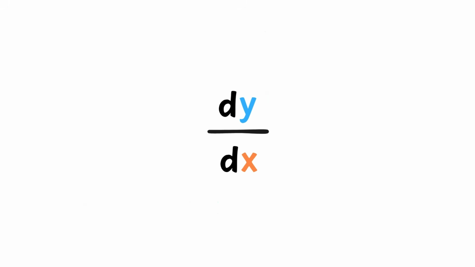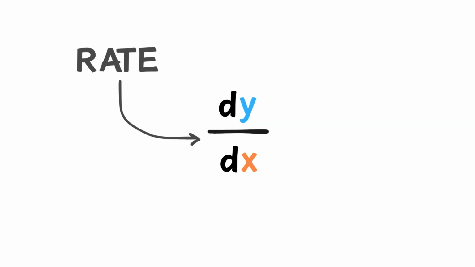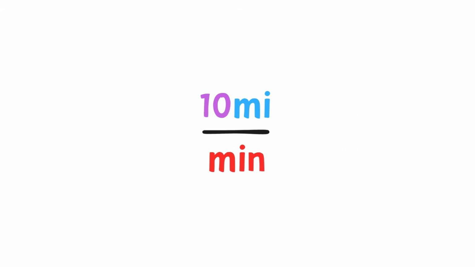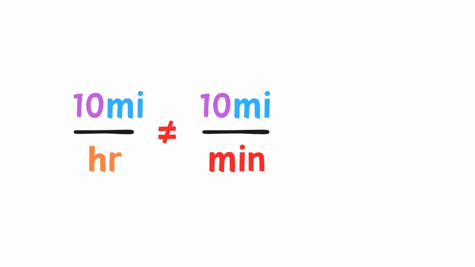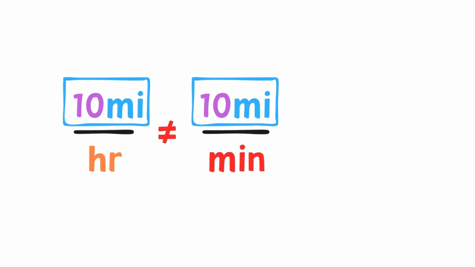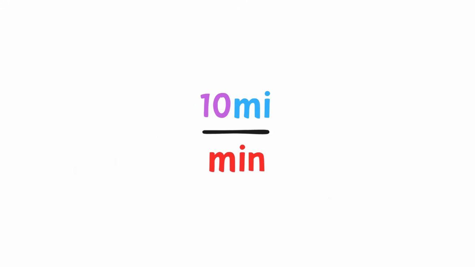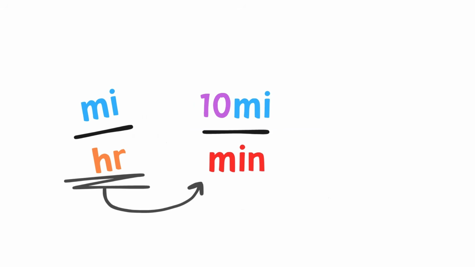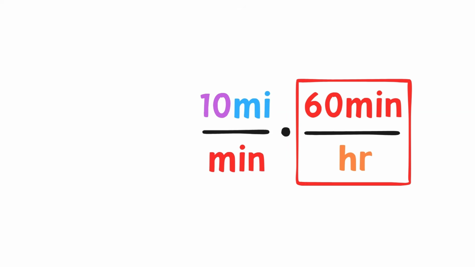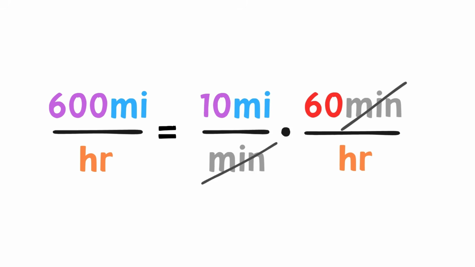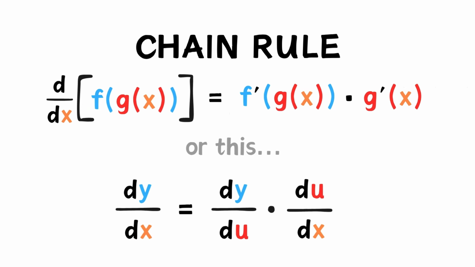Now, let me explain it this way. Remember that a derivative is the instantaneous rate of change, so it's a rate. So when thinking of the chain rule, think of it like we're multiplying rates together. Obviously, 10 miles a minute is not the same as 10 miles per hour. But if we wanted to change the rate from miles per minute to miles per hour, we know that a minute with respect to an hour is 60 minutes per hour. So if we multiply by this rate, we get 600 miles per hour. And that's really what the chain rule is all about.